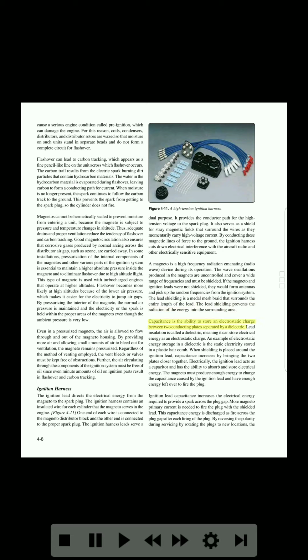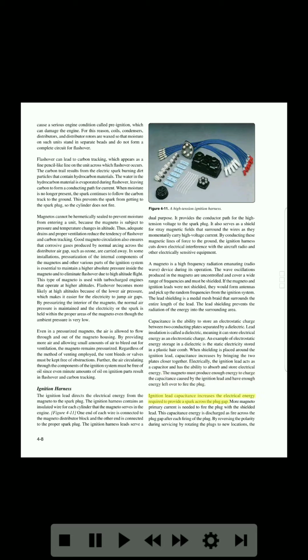Capacitance is the ability to store an electrostatic charge between two conducting plates separated by a dielectric. Lead insulation is called a dielectric, meaning it can store electrical energy as an electrostatic charge. An example of electrostatic energy storage in a dielectric is the static electricity stored in a plastic hair comb. When shielding is placed around the ignition lead, capacitance increases by bringing the two plates closer together. Electrically, the ignition lead acts as a capacitor and has the ability to absorb and store electrical energy. The magneto must produce enough energy to charge the capacitance caused by the ignition lead and have enough energy left over to fire the plug.